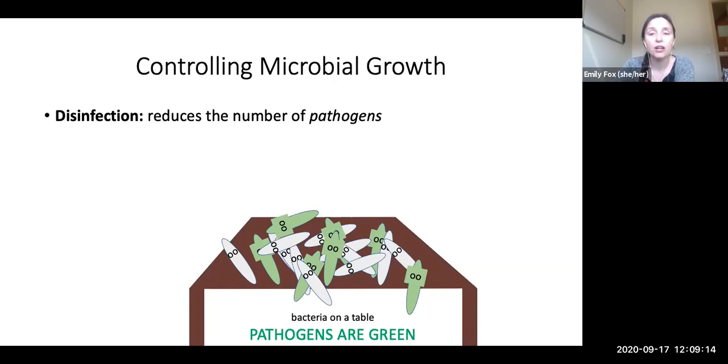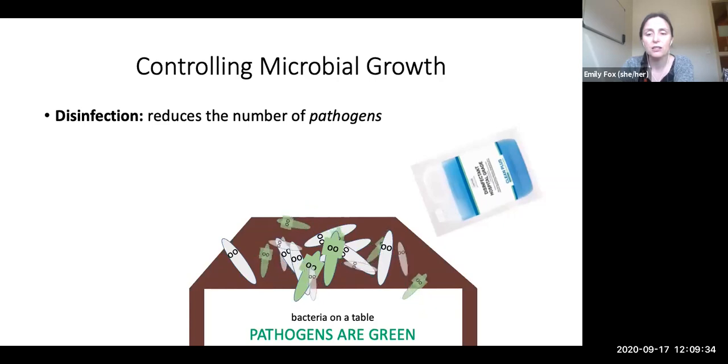And in disinfection, you're not going to kill every single microbe, but you will reduce their numbers. So let's watch how it works. Here comes the disinfectant, and we've reduced the overall number of microbes on the table, including the number of pathogens, which is going to reduce the risk of infection with those pathogens.